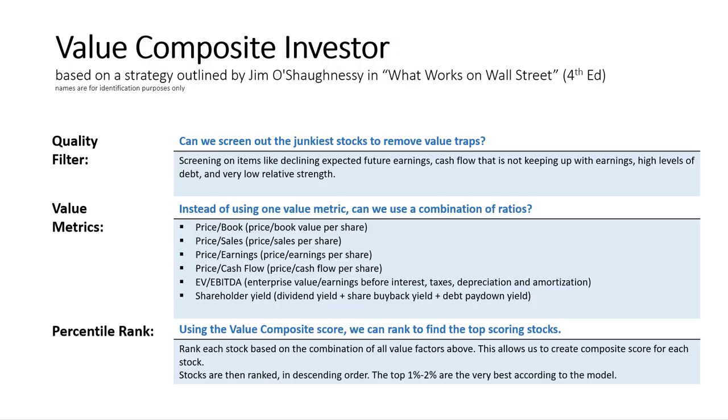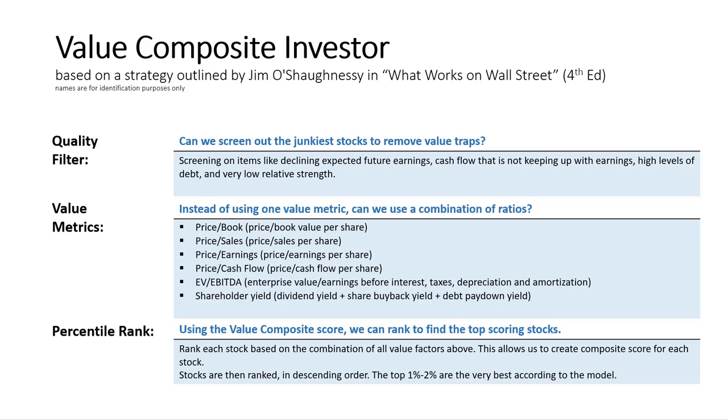Okay, let's now take a look at the value composite investor model that we based on the work of Jim O'Shaughnessy and What Works on Wall Street. The first step is to introduce a quality filter. So here what we're doing is we're screening out the junkiest stocks in the market. These are the stocks that have the potential or more potential to be value traps.